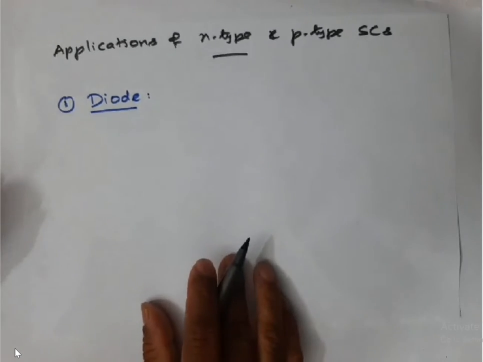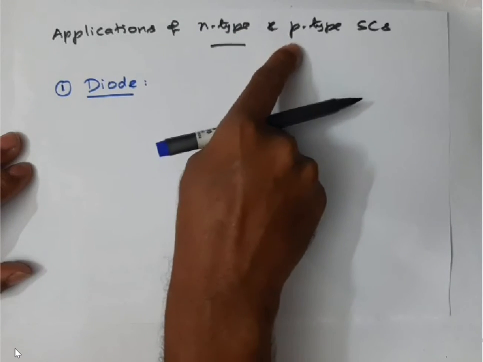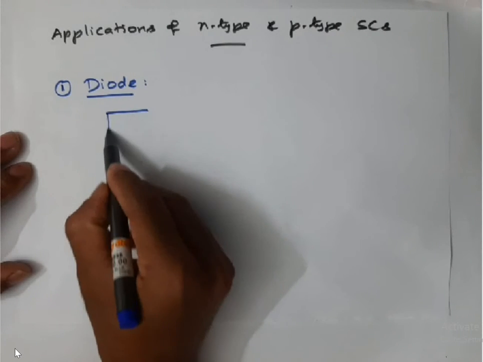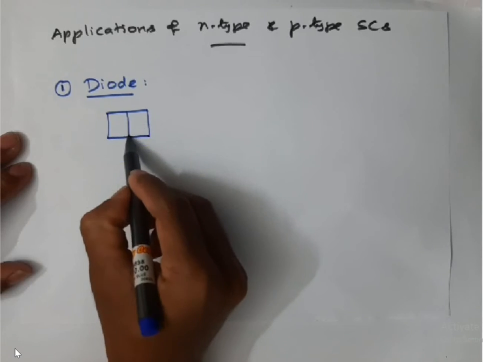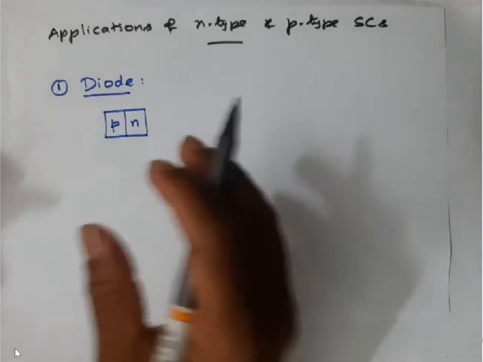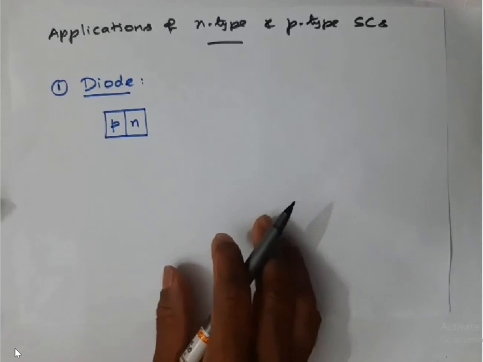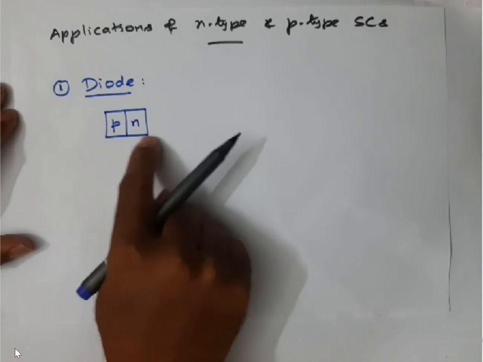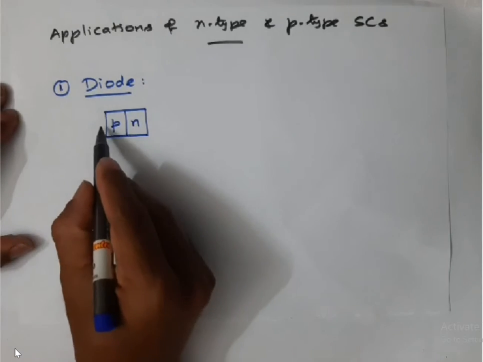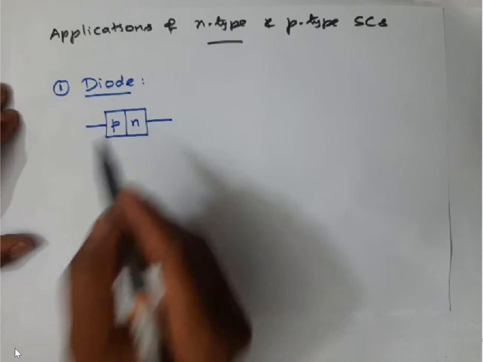What is a diode? A diode is a combination of one N-type semiconductor and one P-type semiconductor. Let me just draw like this. If I join one N-type and one P-type semiconductor, it is not actually joined like this, just for understanding purposes I am saying it this way, but there is a method to prepare it. That combination is called a P-N junction.